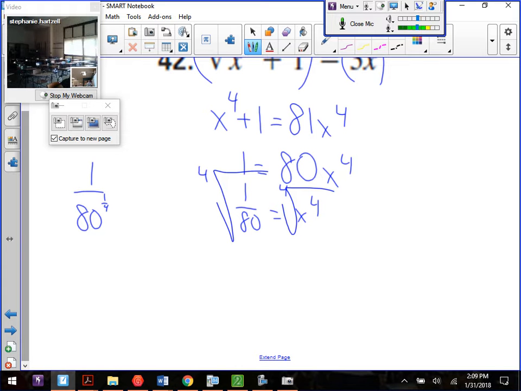Now, you can do one of two things. If you're looking for a perfect fourth, the closest one would be 16. I didn't think of that. We did it the other way around by just rationalizing through. If I go with 16, 80 is 16 times 5, isn't it? So then I could take that and rewrite this as 2 fourth root 5.